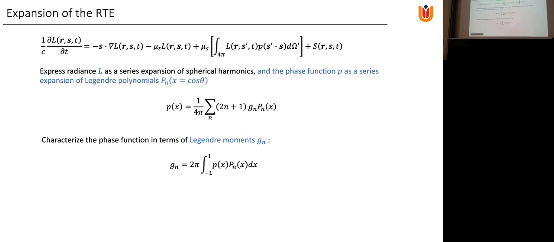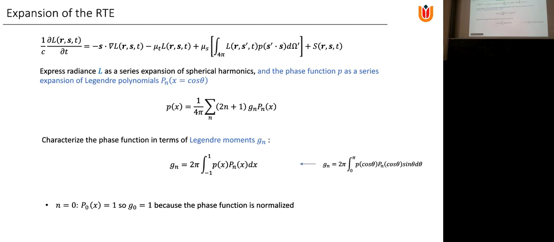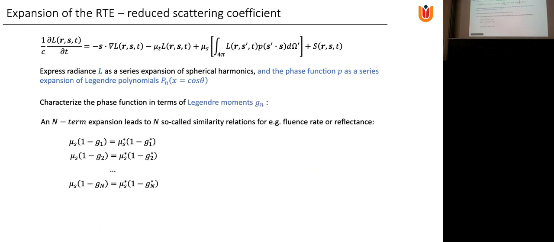And the benefit of doing this is that we can characterize the phase function in terms of its so-called Legendre moments. So you take the phase function, you multiply it with a Legendre polynomial, and you integrate. Well, if n is 0, then the Legendre polynomial is 1. So that means that we're just normalizing the phase function, so the answer should be 1. So g0 is 1. g1 we also already encountered. That is the scattering anisotropy by definition. So basically we had these moments already, but what we can do now by this expansion is also calculate higher order moments that describe the phase function.